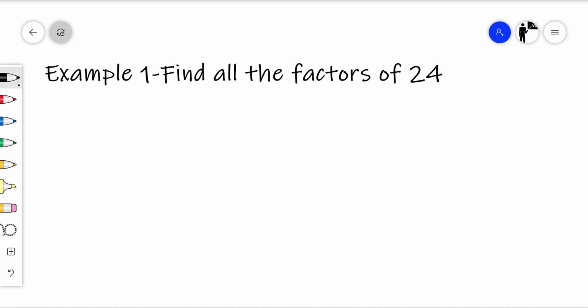Essentially what we want to do is write down all the numbers that go into 24, all the numbers that 24 can be divided by. Personally, I like to think of these in pairs. You can almost think about them as times tables as well. So here, if you wanted to do some working, this is what it would look like.